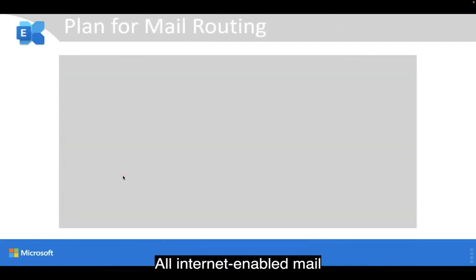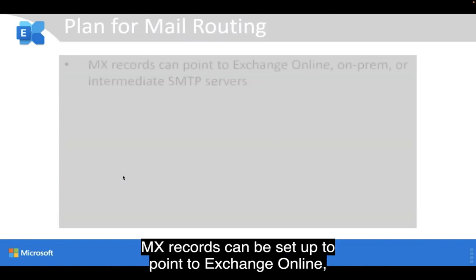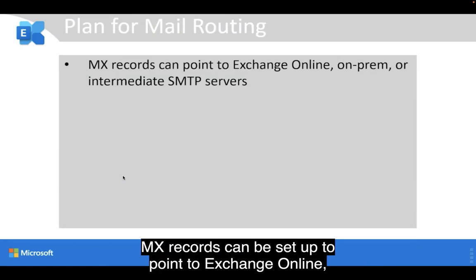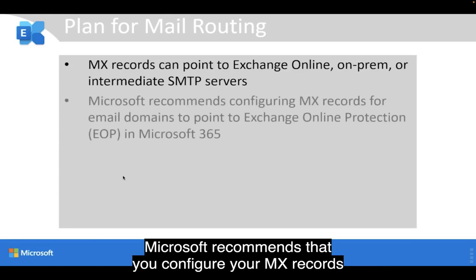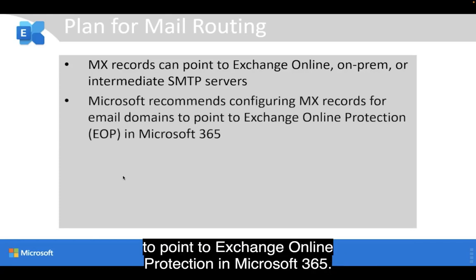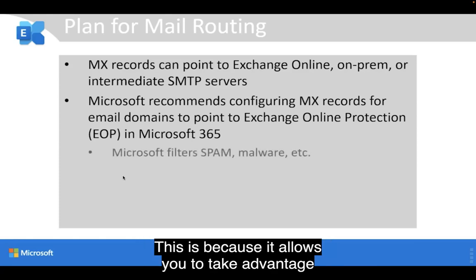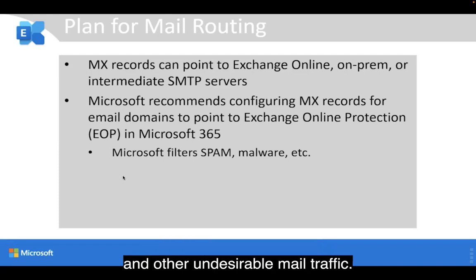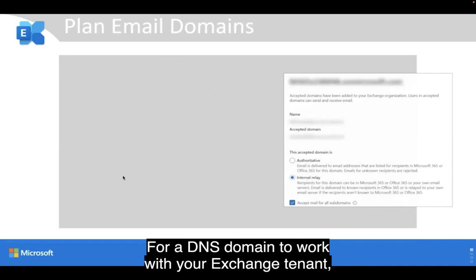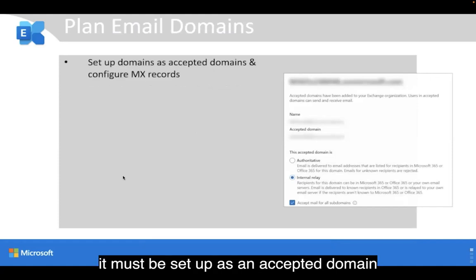All internet-enabled mail requires configuration of MX records in the organization's DNS. MX records can be set up to point to Exchange Online, on-prem, or intermediate SMTP servers. Microsoft recommends that you configure your MX records to point to Exchange Online Protection in Microsoft 365. This is because it allows you to take advantage of Microsoft's services that filter spam, malware, and other undesirable mail traffic. For a DNS domain to work with your Exchange tenant, it must be set up as an accepted domain with appropriately configured MX records.